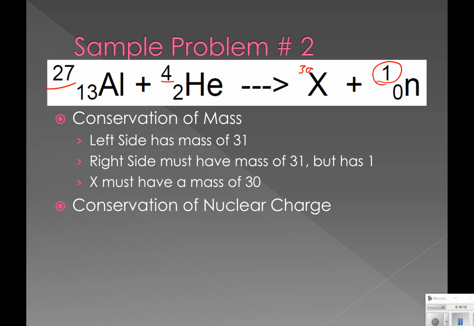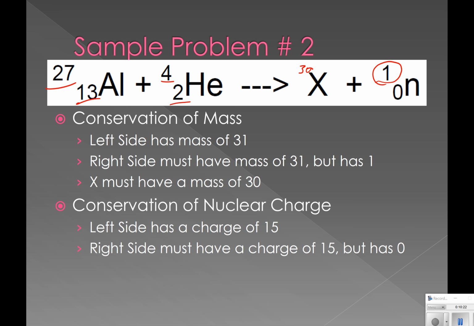Now we want to conserve nuclear charge. Left side we have 13 and 2 for a total of 15, but the right side doesn't have any nuclear charge. Right there we have only a neutron. That N, we can tell from table O, is just a neutron, has a mass of 1 but no nuclear charge, so that's a neutral nuclear charge. The right side must have a charge of 15, so X must have a charge of 15.